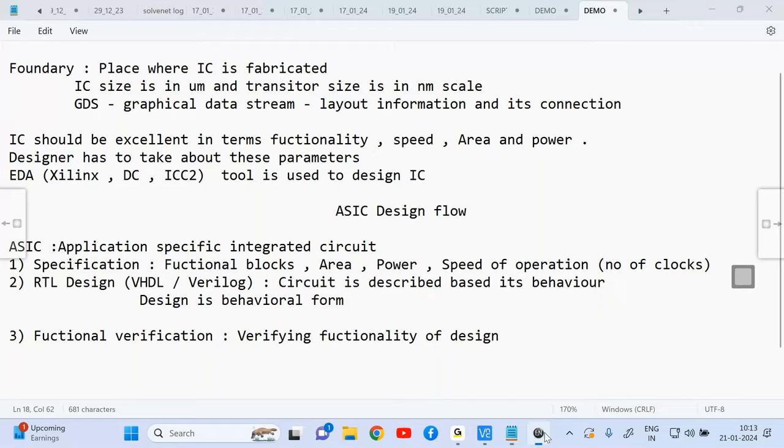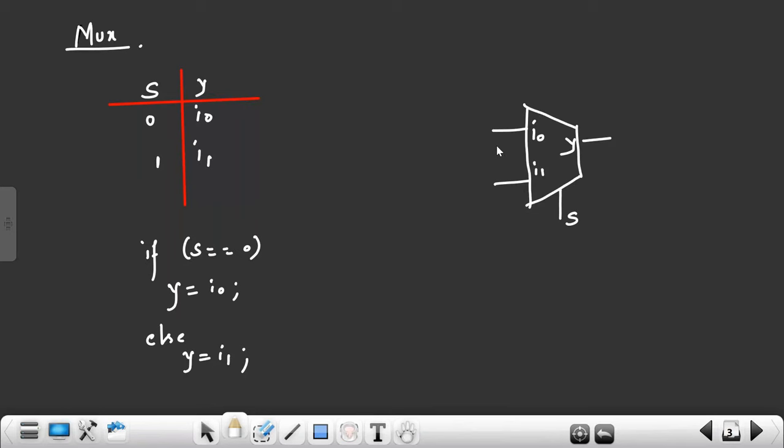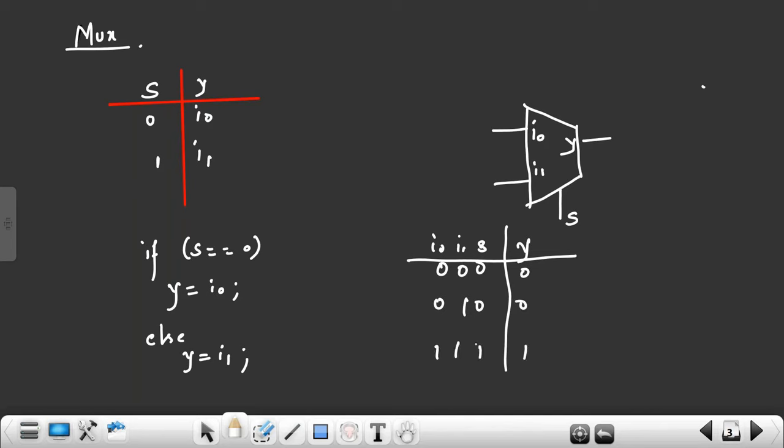See, we will apply different inputs for the mux. I will apply one input like 0, 0, 0. My I0 is 0, I1 is 0, and select line is 0. What output do I expect? What output should I get? If select line is 0, my S will take what? I0. What is I0? 0. I get 0 here. 0, 1, 0. What will I get? 0 only. 1, 1, 1. What will I get? 1. Because my S is going to take I1.